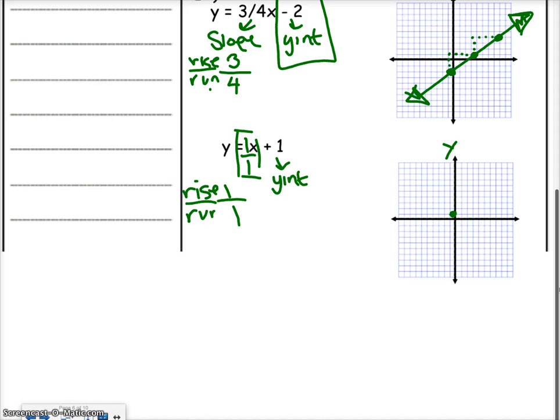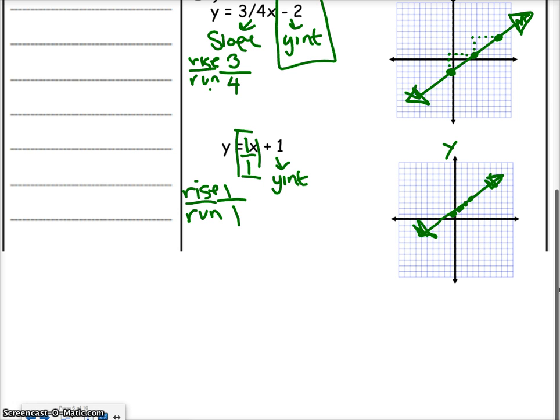Rise over run. So from my y-intercept, I'm going to go up 1 over 1, up 1 over 1, up 1 over 1. I could do it all day. Remember, it's an arrow. Wait, you start from your y-intercept?